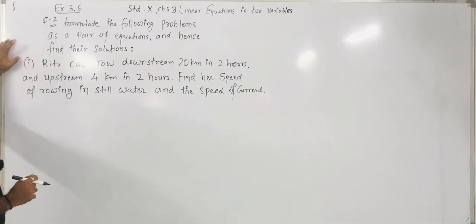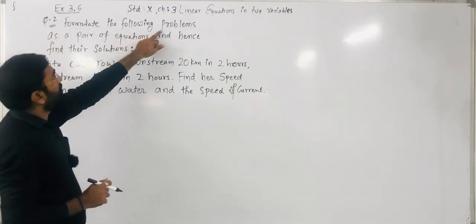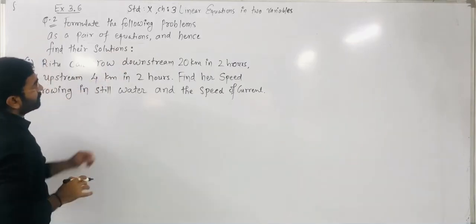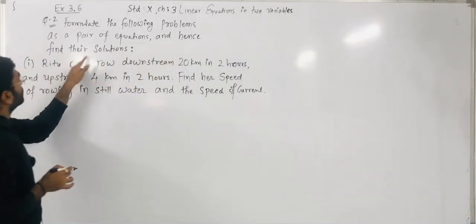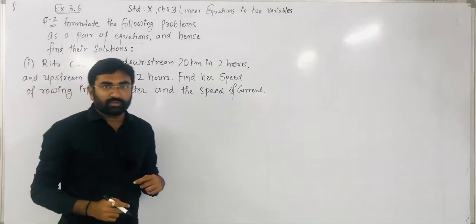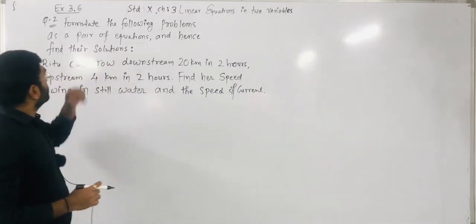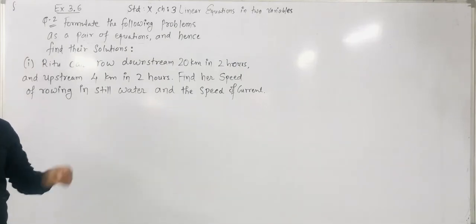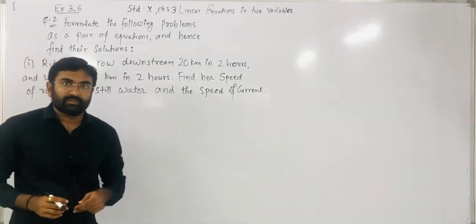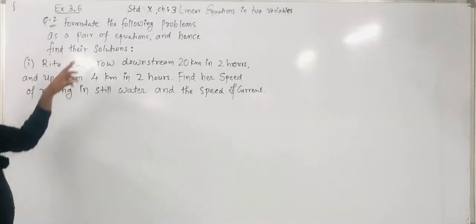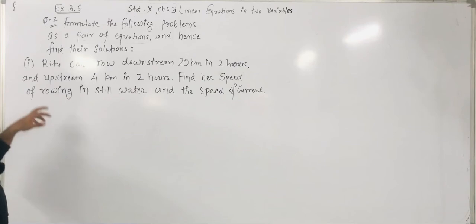Right now we are solving the first one, in which as per the question, whatever problem is given, we have to formulate in the form of a pair of equations, and hence we have to find their solution. So we write the linear equations first of all, and then find the solution by the substitution method or elimination method. First of all we have to formulate the equations. So how can we make equations?